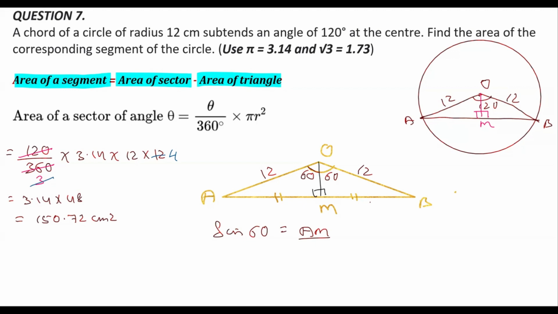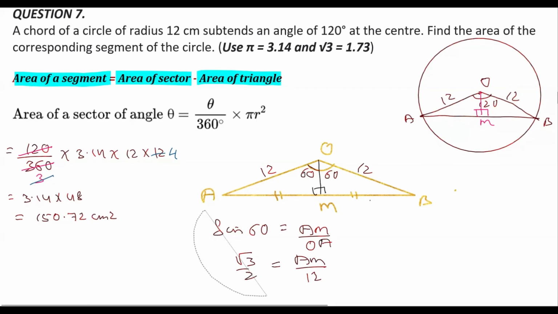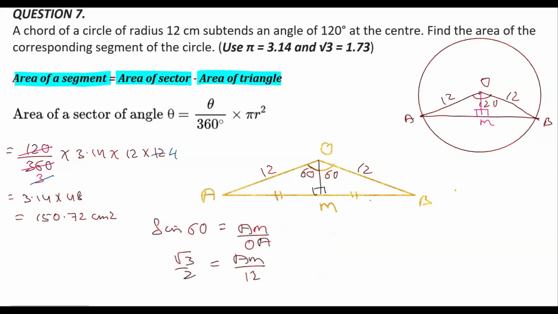Or you may write down the name first, that is OA. Sine 60 is what? Root 3 by 2, and AM is what we have to calculate, and OA is 12. Now check, if I do cross multiplication here, what do we get? I can reduce it here only. So it comes out to be AM is equal to 6 times root 3.